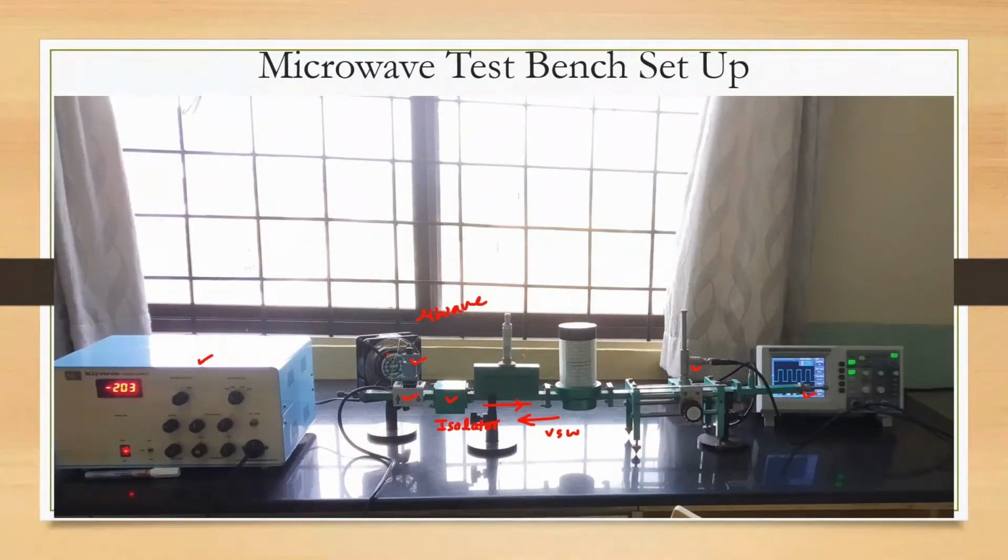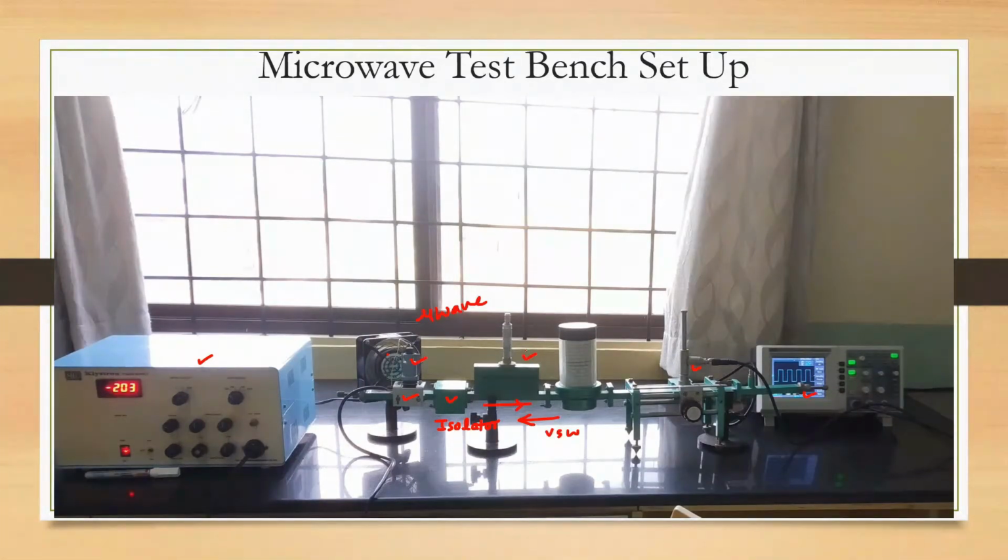The next component we have is the variable attenuator. If the signal required at the receiver end is less than what is generated, then we can use this variable attenuator fitted with a screw gauge. By rotating this gauge, we can attenuate the signals to a desired level and transmit it to the next stage.